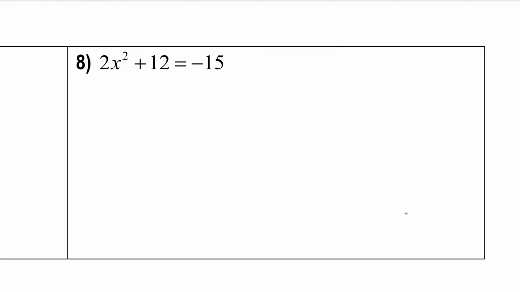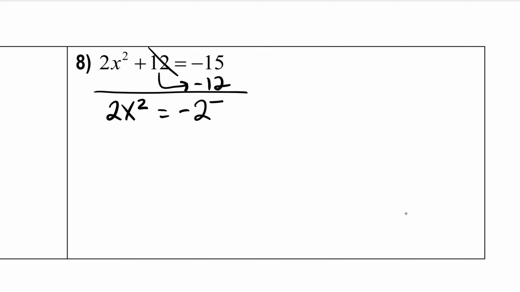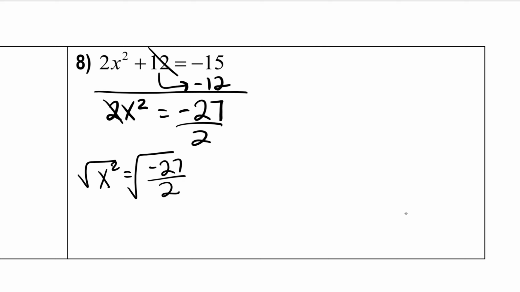And last one, this one's very similar. I'm still going to move this over here. I just have a little different situation on this question. So negative 15 minus 12, and then divide by 2. And then of course square root. So I have x equals plus minus square root of negative 27 over 2.